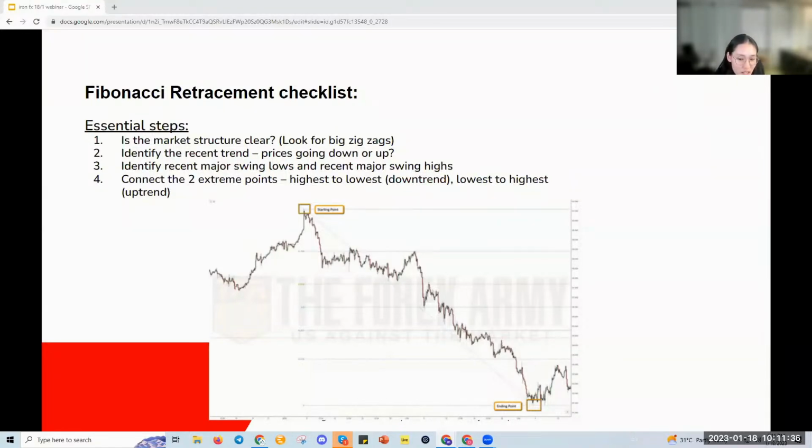Thirdly, you need to identify recent major swing lows and recent major swing highs. So we'll also show you some examples of this in the coming slides. So it's also important to connect the two extreme points, so from highest to lowest or lowest to highest, depending on the general trend. So we'll show you why this is important in the next few slides as well.